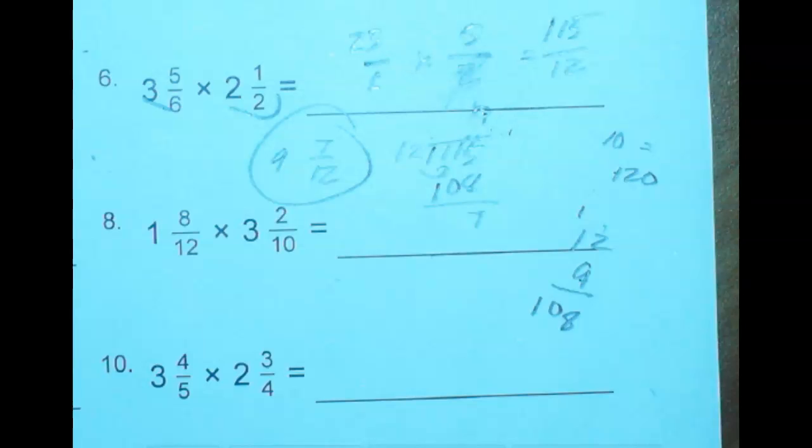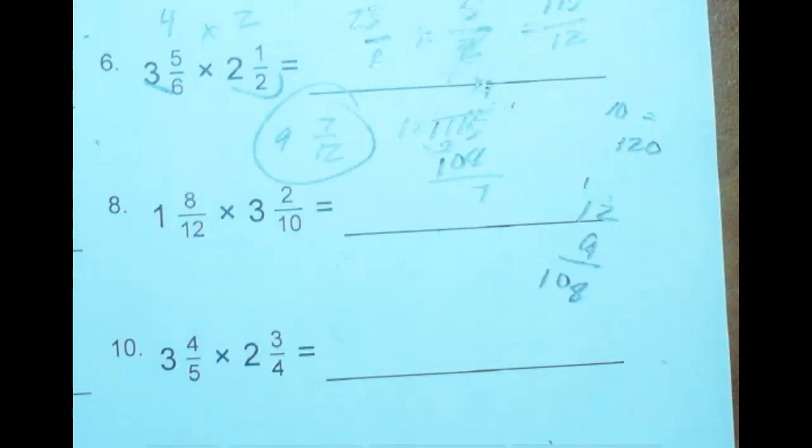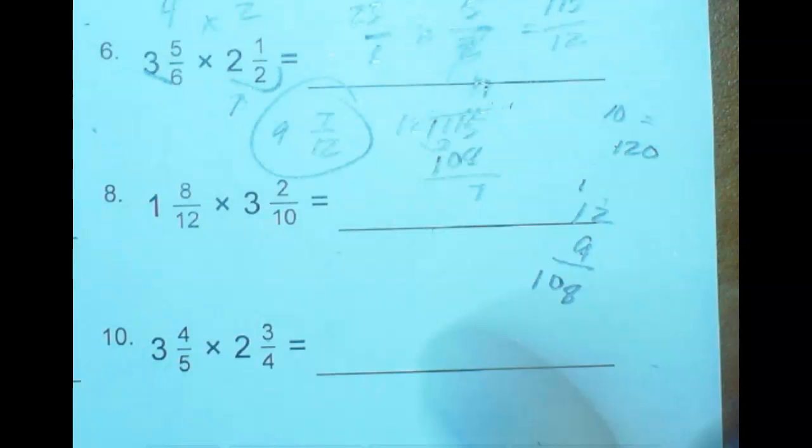Alright? How do you know if you're right? Well, this one here, we can use some estimating. This one here is about 4. And we could call this one 2. 4 times 2 is 8. We're at 9 and 7/12, and we know this is actually just as close to 3.